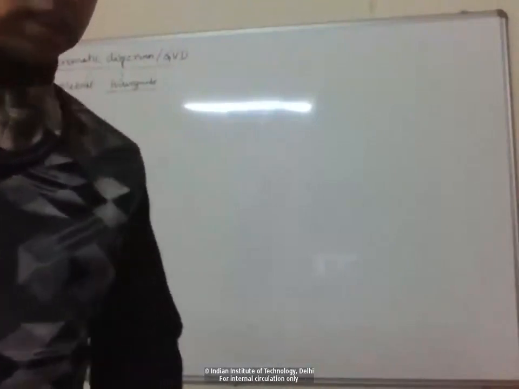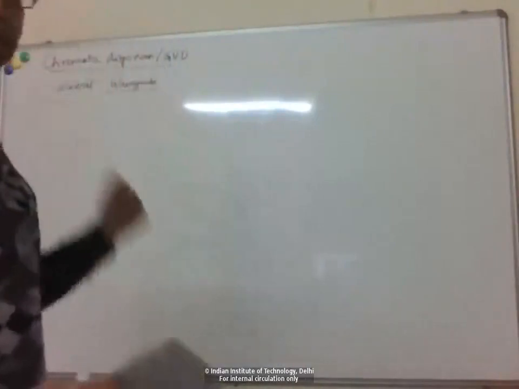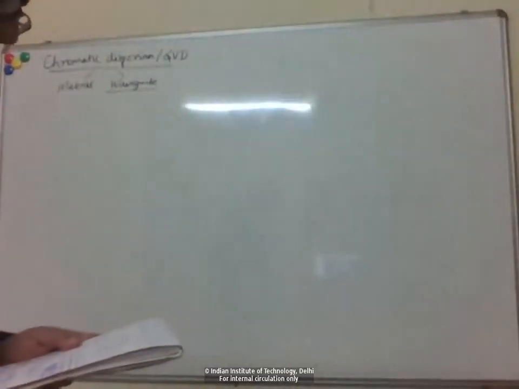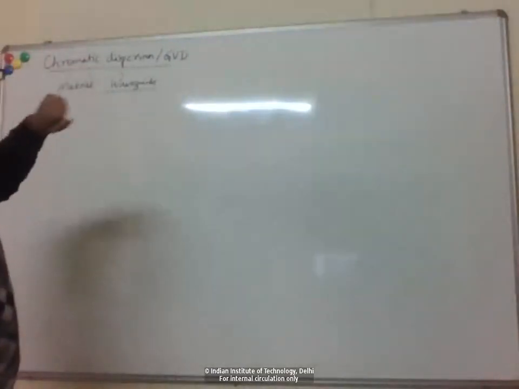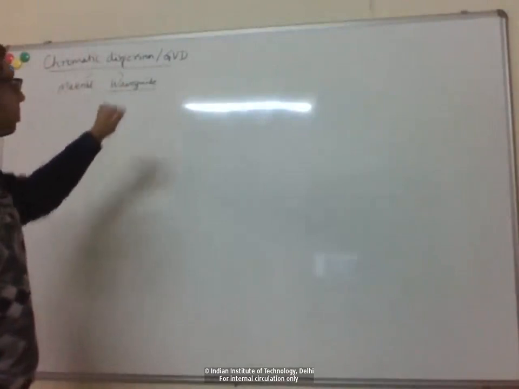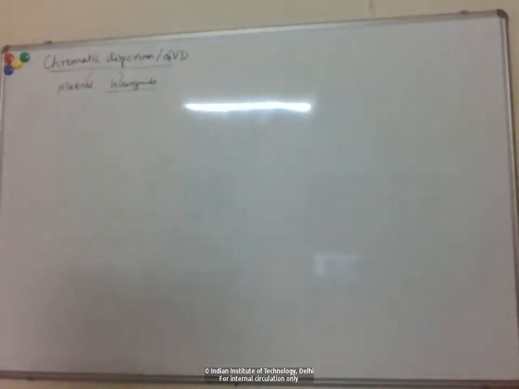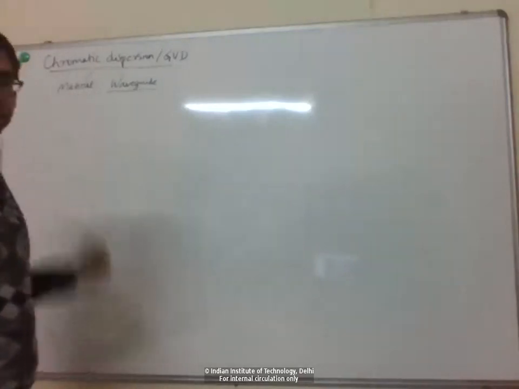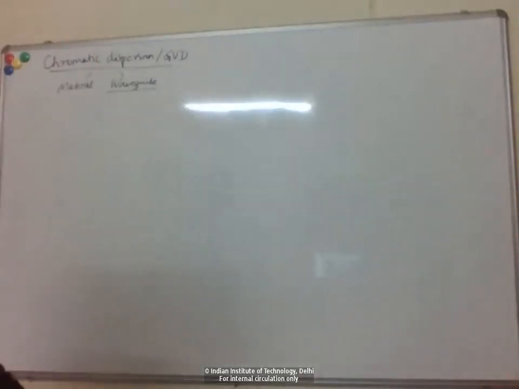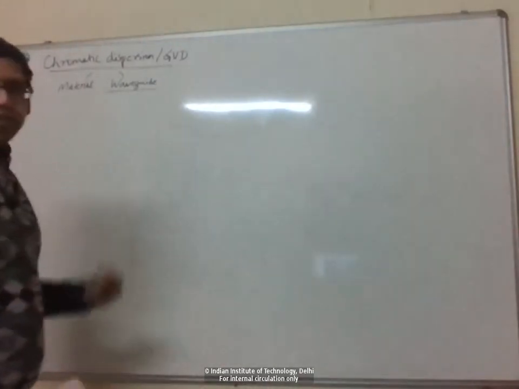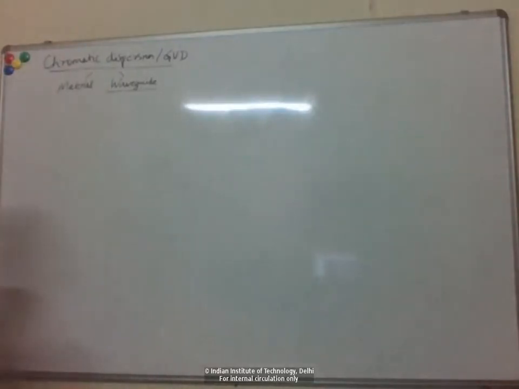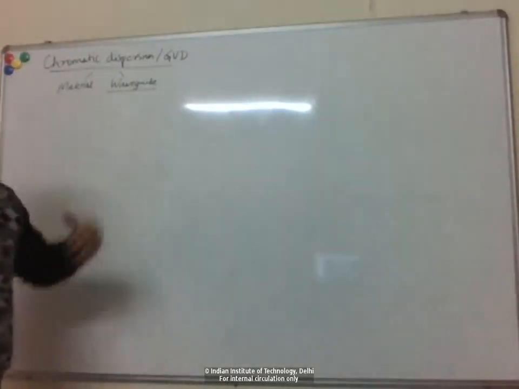So we'll continue our discussion on chromatic dispersion or group velocity dispersion that we started last time. And so we saw last time that it can be considered as a contribution of material dispersion plus waveguide dispersion, right? And then we saw how material dispersion comes about because of the refractive index dependence with wavelength of the material, which is silica glass in the case of optical fibers. So today let's look at the other contribution, which is waveguide dispersion. Right. So this, as we discussed, is purely due to the waveguiding effect.